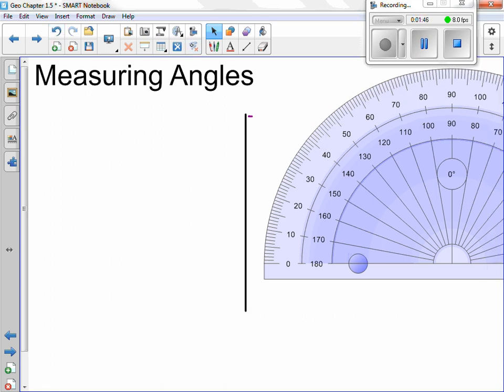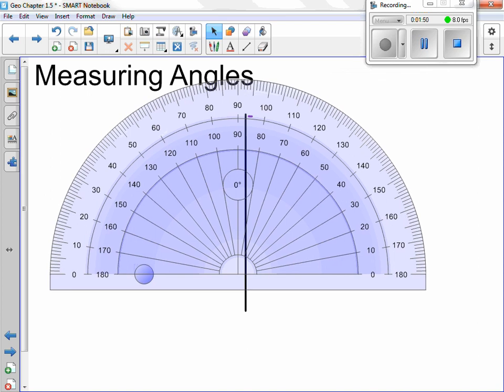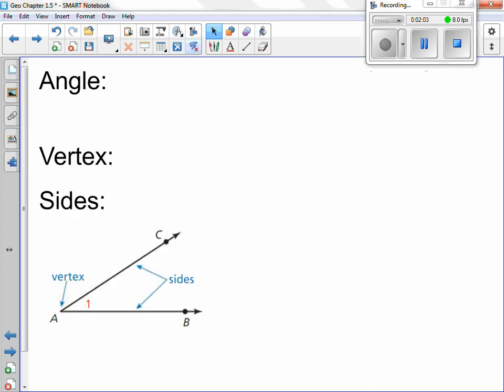Now, how many of y'all have used a protractor? Yes? If we start at 0, we line it up and count on the inside. If we're coming from this direction, we count on the outside, yes? And that's how we use it to measure angles.